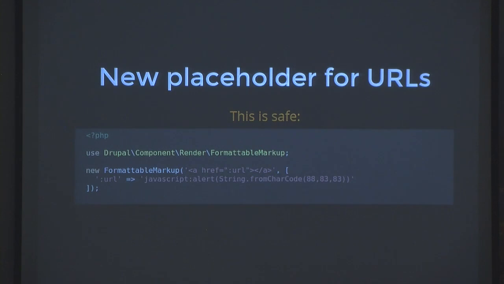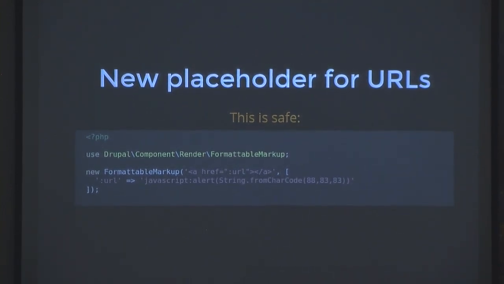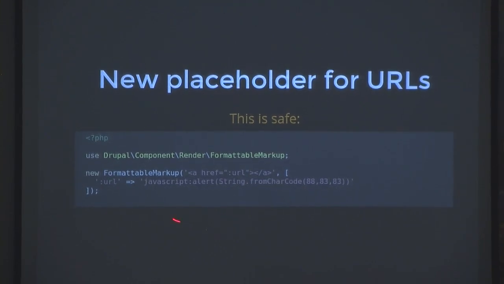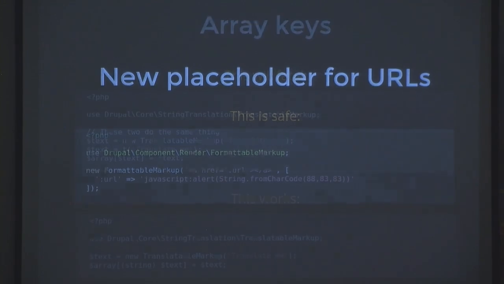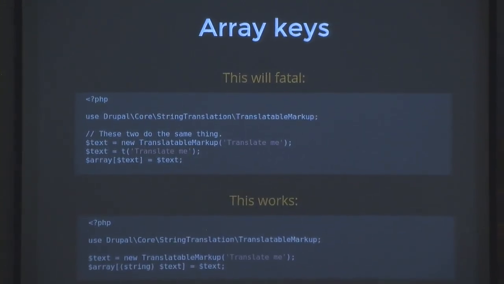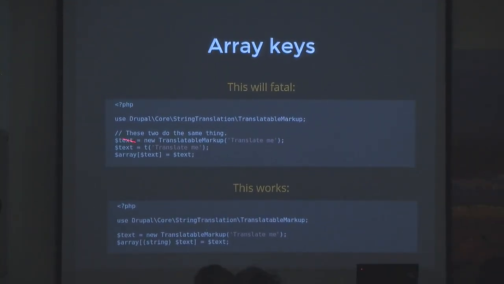How to fix this? Don't output your variables inside HTML elements. If you want to print something in the href, use the colon URL, colon placeholder. It will escape the bad protocols away, and it should be safer. Another caveat that we have is that the T function returns now an object. So you can't use something that the T function returns directly as an array key. You have to first cast it as a string.